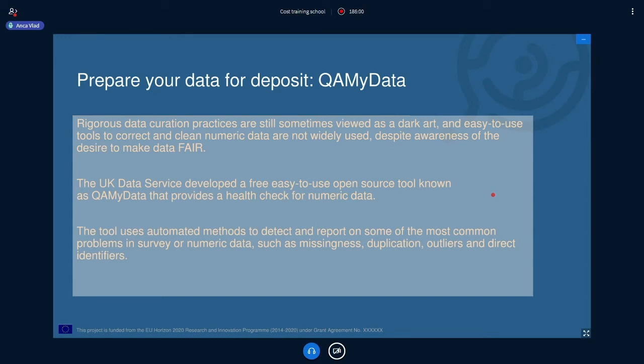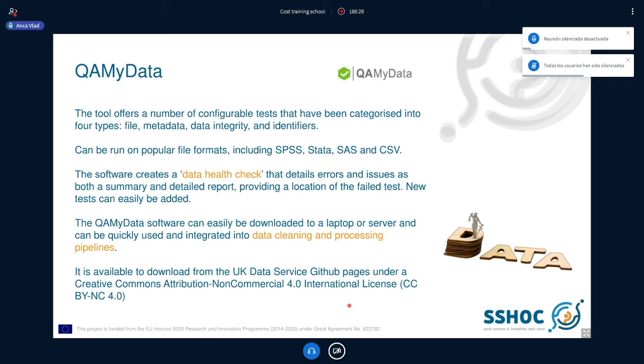We called it Ehtmigsurveydata, and it provides a health check for numeric data. So the idea is that you upload a data set into the software, and it will produce an HTML file outlining all the issues that it found, and I included a list of those in the next few slides as well. The tool offers a number of configurable tests that we categorize into file, metadata, data integrity, and identifiers. So that would be direct or indirect identifiers. It can be run on popular file formats, including SPSS, Stata, SAS, and CSV.